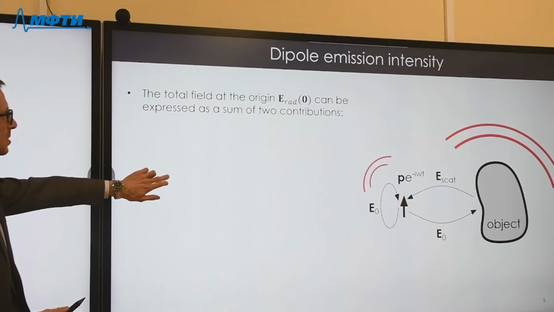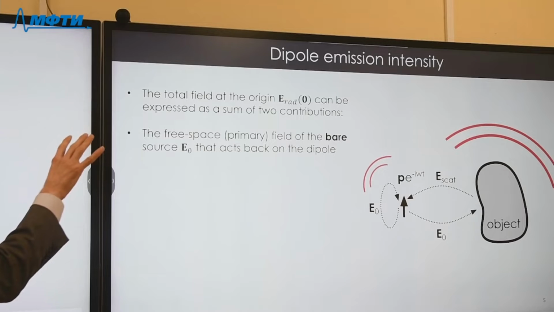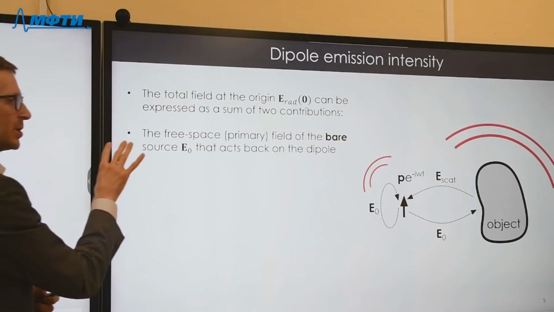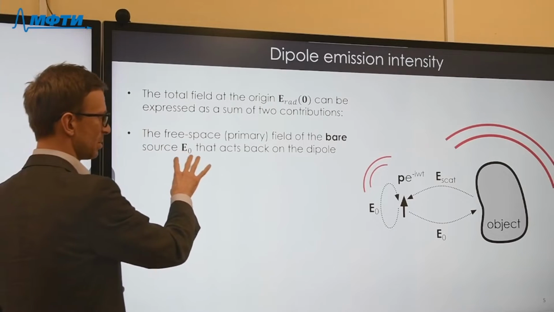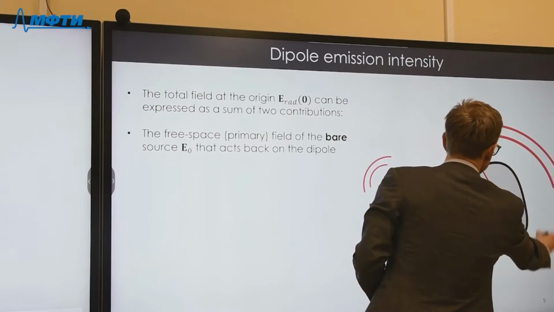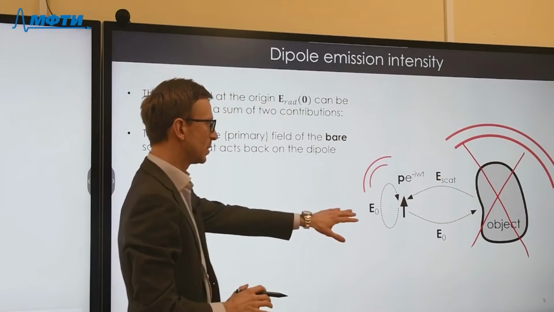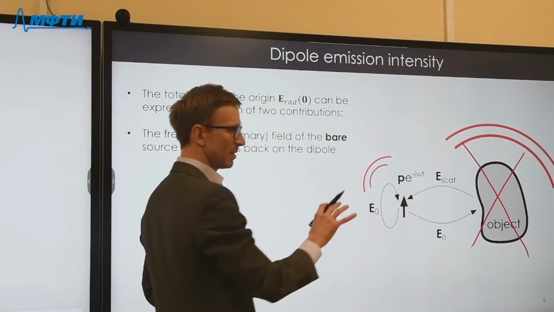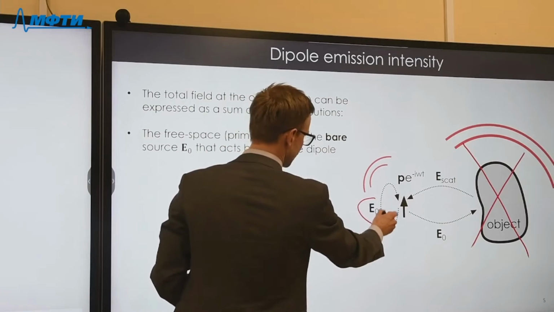So let us for a second look at the structure of this expression in more detail. The total field at the origin can be split into two contributions. The first contribution is the free space, the primary field of the dipole. That's the field that the dipole creates if we forget about the object, if we forget about the environment and assume that the dipole is placed in free space with epsilon equals mu equals 1. This is the primary field, E0.